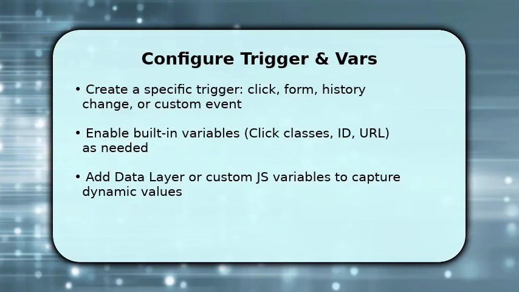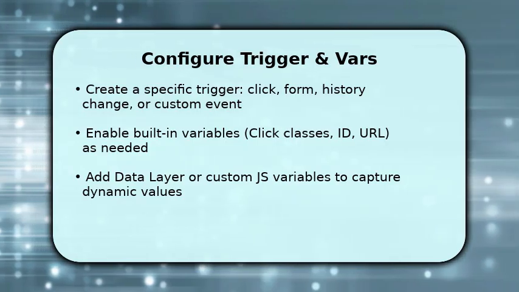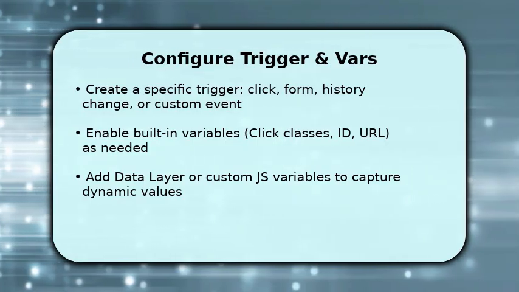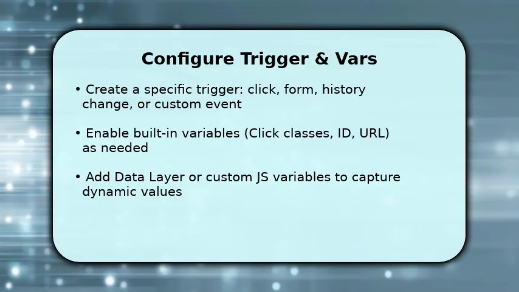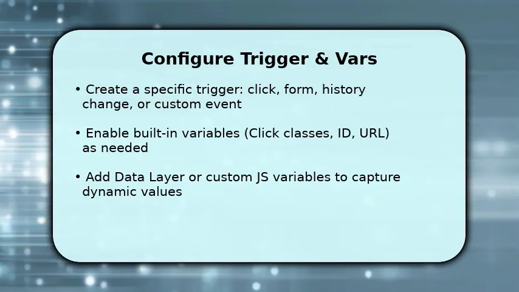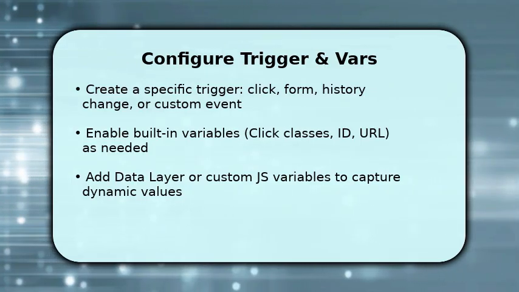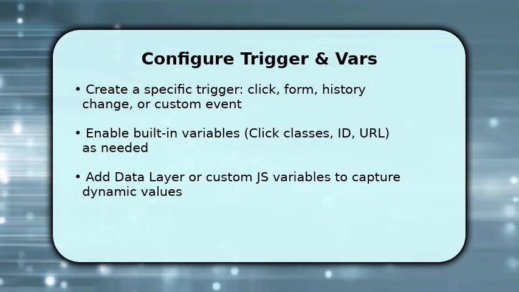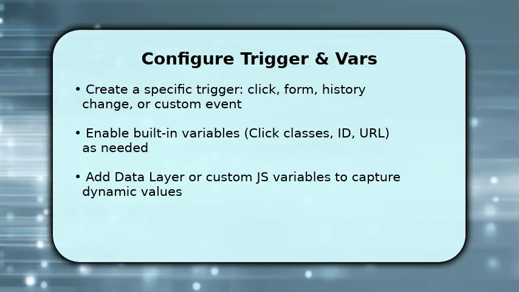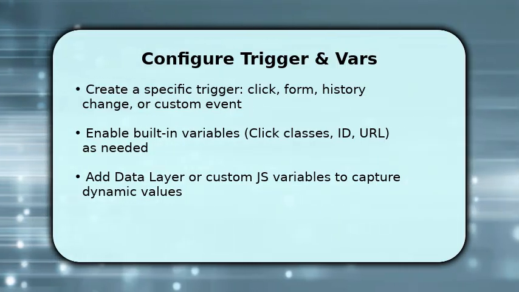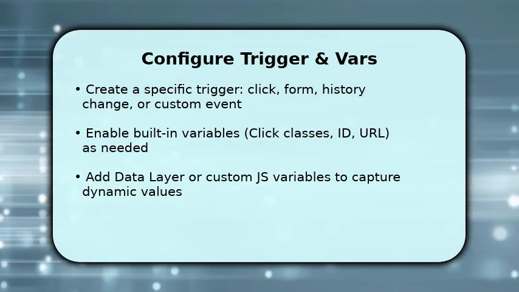Now refine the trigger so the tag fires only when you want it to. Create or edit a trigger. Use click, right arrow, all elements or just links for clicks, or form submission for forms. Use custom event names for data layer events. Make sure relevant built-in variables are enabled, like click classes or page URL, because triggers depend on them.